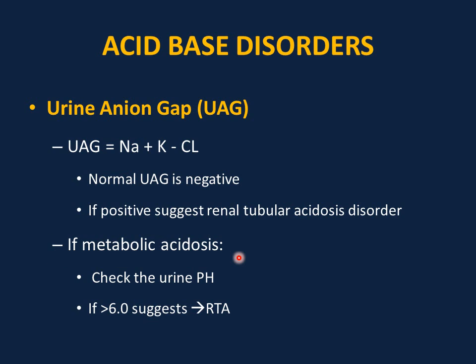In cases of metabolic acidosis, especially if the anion gap is not elevated, check the urine pH. If the urine pH is more than 6, this suggests renal tubular acidosis. So renal tubular acidosis can also be suspected when the urine pH is elevated, in cases of metabolic acidosis with normal anion gap. Also, you can suspect that when you check the urine anion gap by calculating the sodium and potassium and chloride in the urine. Sodium plus potassium minus chloride. If the value comes negative, this is normal. If it comes positive, this suggests renal tubular acidosis.